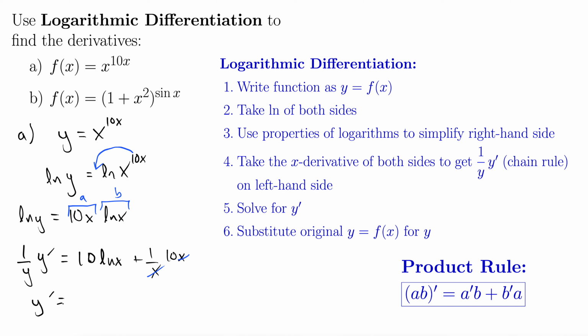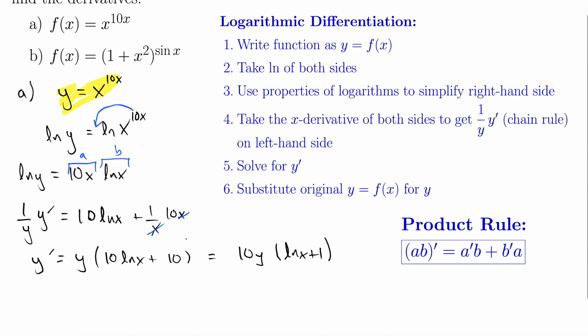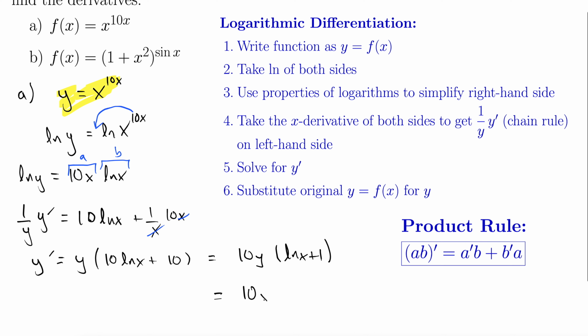Step 5, solve for y prime. So y prime then is y times 10 natural log x plus 10. I'm going to rewrite that as 10y times the quantity natural log x plus 1, just makes it look a little spiffier. And finally, step 6, we substitute the original y equals f of x in for y. Let's go all the way back up to the top. This was our original y equals x to the 10x. So we substitute that in for our final answer: 10x to the 10x times the quantity natural log x plus 1. And there is our derivative.